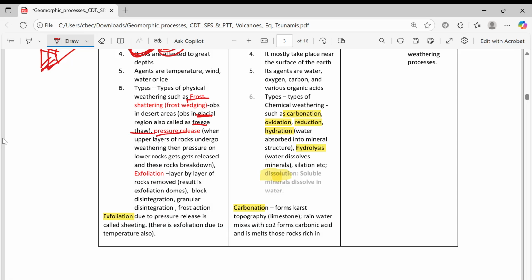Then pressure release. For example, there are some big rocks. For example, you remove these rocks, then there are some rocks underground. Here, whatever pressure was there is now released.